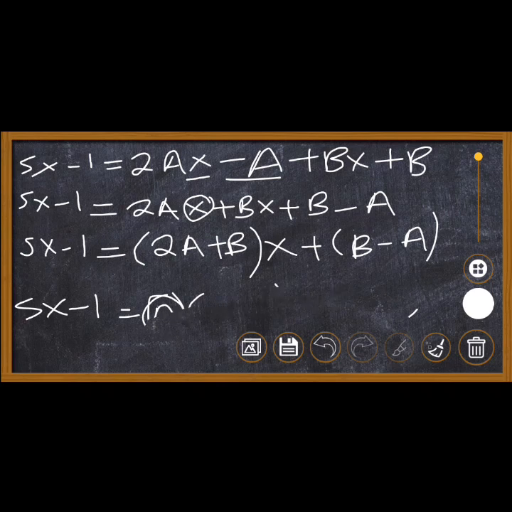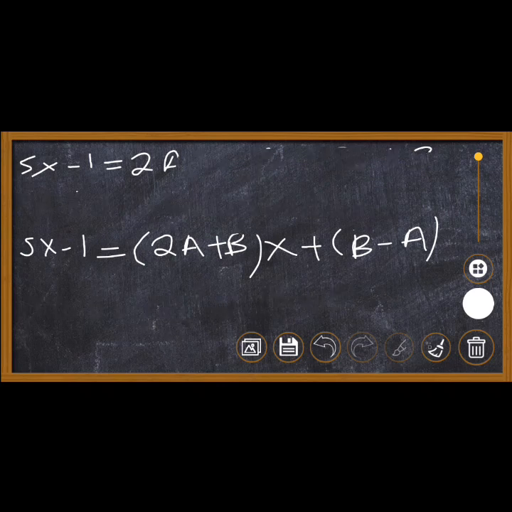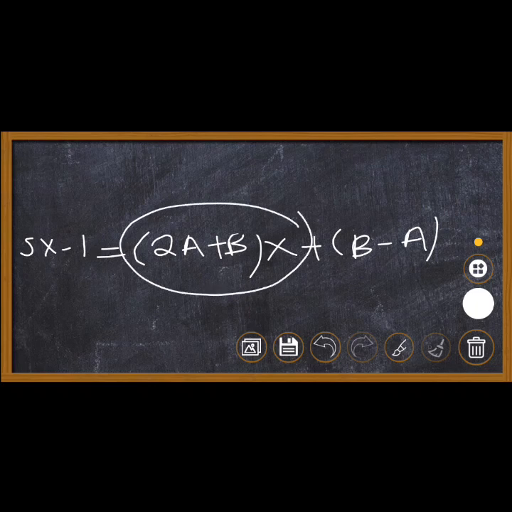So how can we simplify that further so we find the values of a? As we can see, the expression here that has x is 5x. So you separate them, the terms with x on the left side, with the terms that have x on the right side. So here we are going to have 2a plus b, and then x.